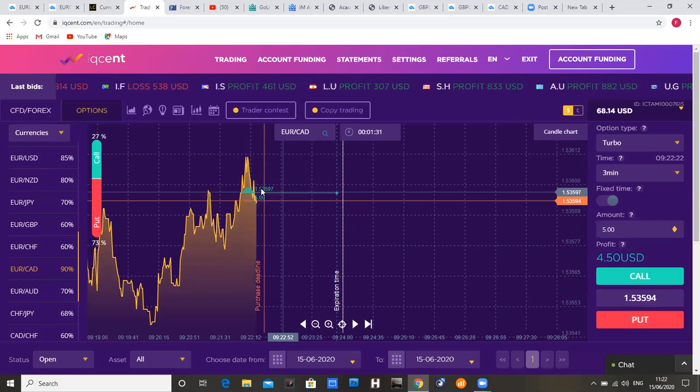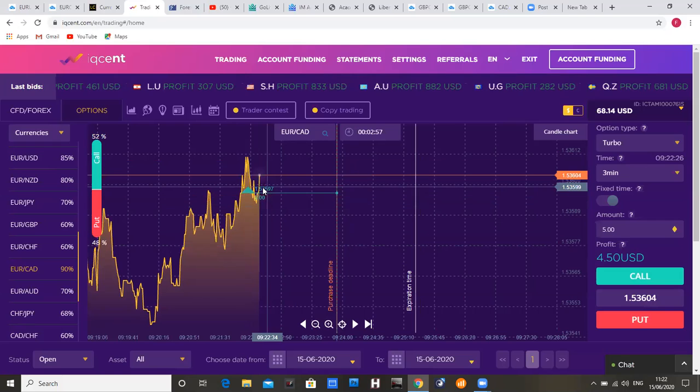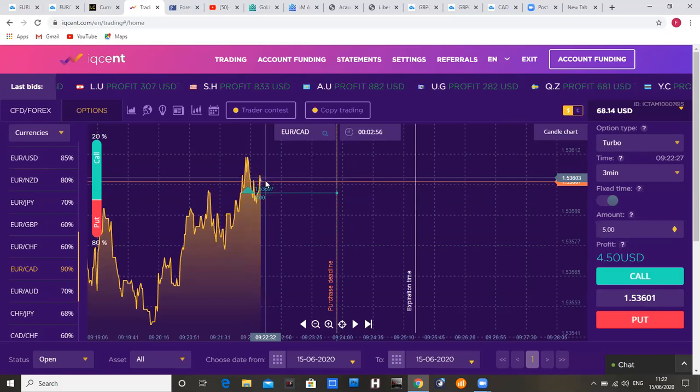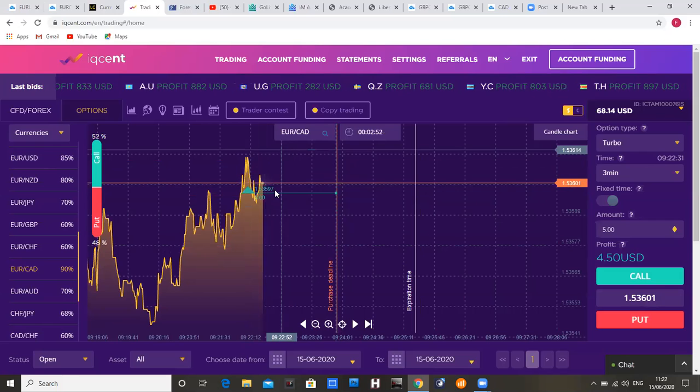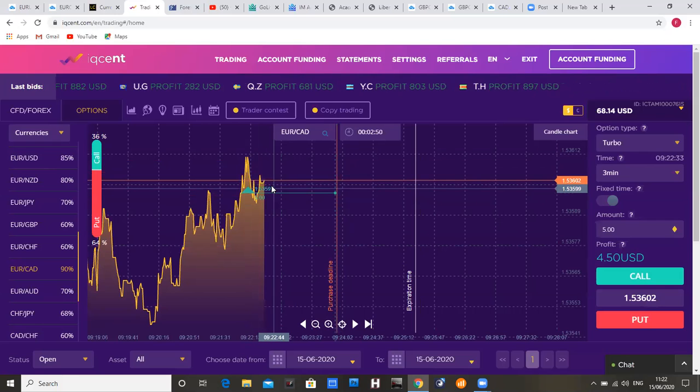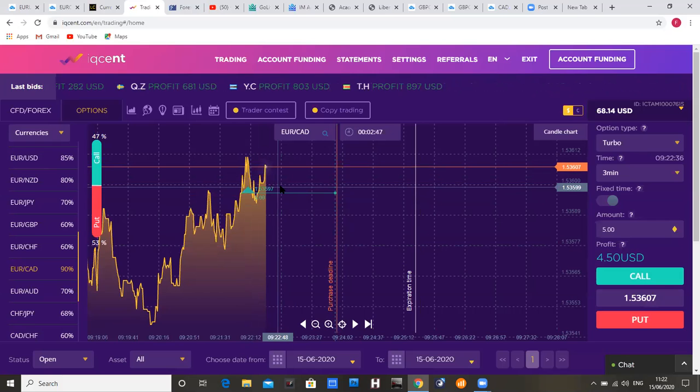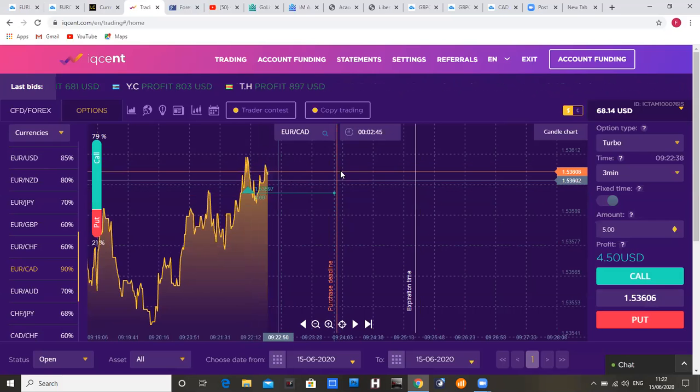You can see currently it is against us, it is under our entry price. Now, once it is above our entry price, we're in profit. We don't care how far it goes or how close it is to our entry price. As far as it is above our entry price, we are sure we will make money when our time expires.